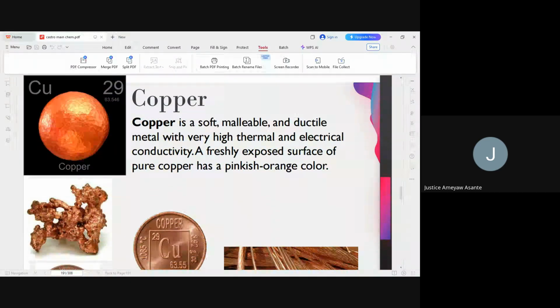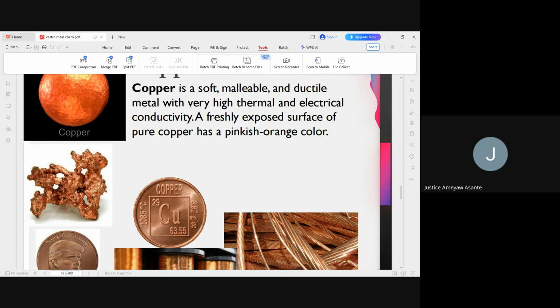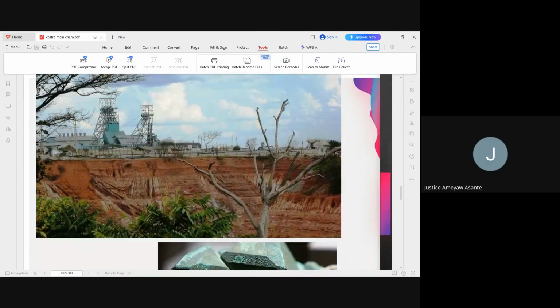So the transition metal that we look at is copper. Copper is a soft, malleable, and ductile metal with very high thermal and electrical conductivity. Its freshly exposed surface is used to prepare a lot of things.